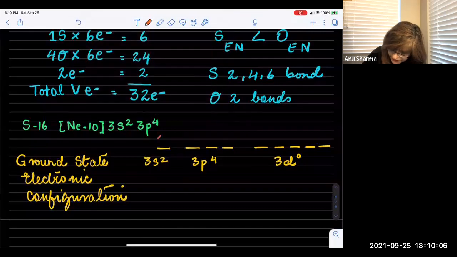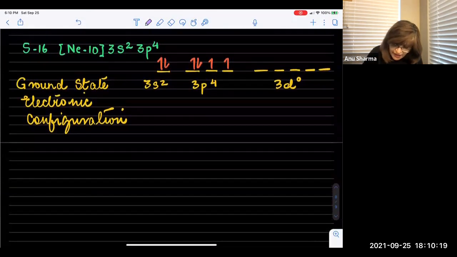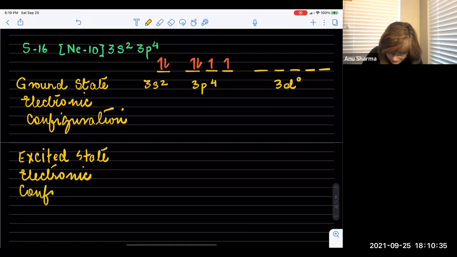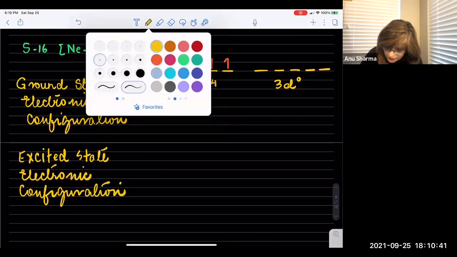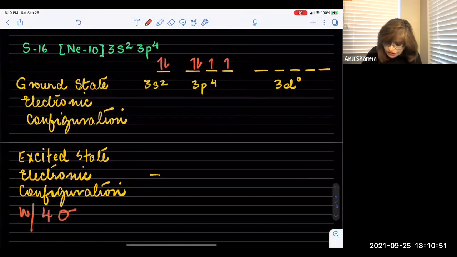So what do we see here? 3s2 and 3p4, 1, 2, 3, and 4. Once again, this is a normal state. But remember that anytime you excite an atom, which means you add more energy to it, you get the excited state electronic configuration. What does that look like? Here, with four oxygens, how does it look?